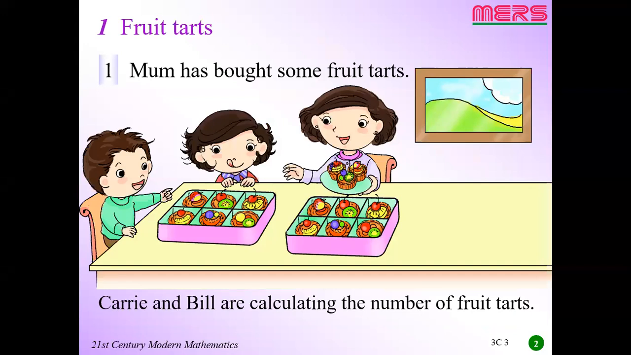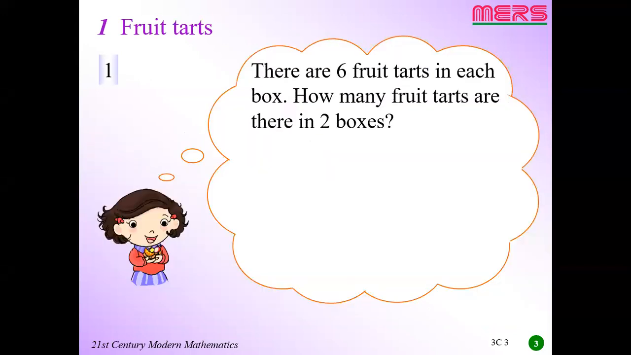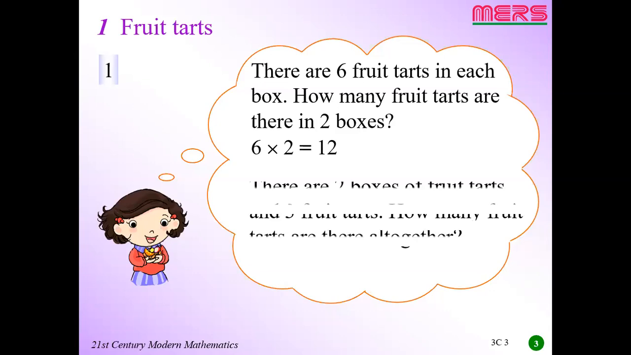Fruit tarts for the first part. Mom has bought some fruit tarts. Carrie and Bill are calculating the number of fruit tarts. So the first question, there are 6 fruit tarts in each box. How many fruit tarts are there in 2 boxes? So 6 times 2 equals 12.